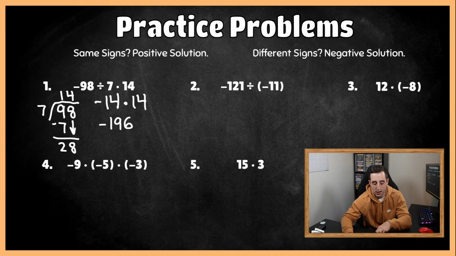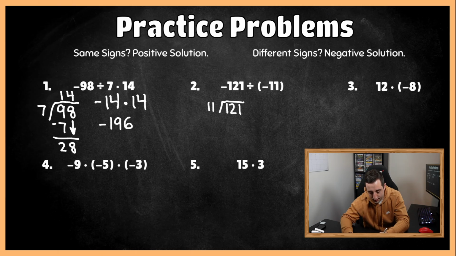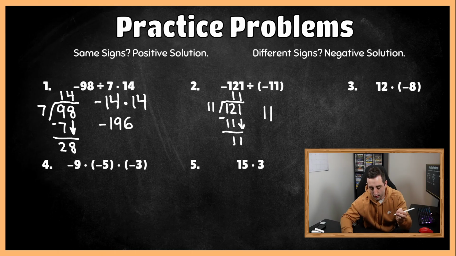Now let's go ahead and take a look at number 2. We have same signs. We're dividing here, so final answer solution has to be positive. So we have 121 divided by 11. 11 doesn't fit into 1 at all, but 11 fits into 12 once, so 11 times 1 is 11. Subtract, we get a remainder of 1. 11 doesn't fit into 1, bring the 1 down. 11 fits into itself 1 time, and we get a remainder of 0. So final answer is going to be positive 11 for number 2.